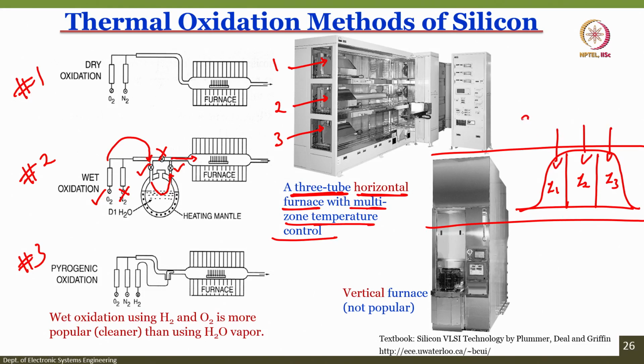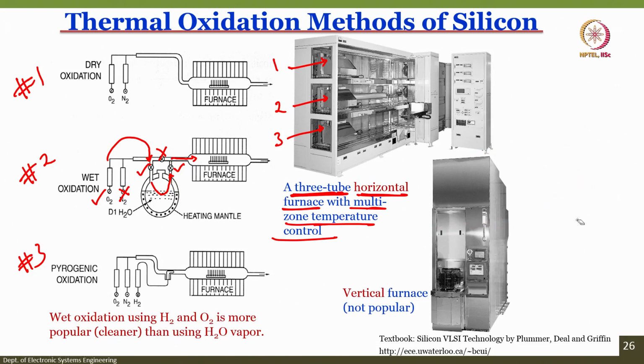One zone can be, let us say, at 800 degree centigrade, second can be at 1000 degree centigrade, third can be again at 800 degree centigrade or 900 degree centigrade, depending on how you want to optimize the parameter, alright. So, that is the advantage of having the 3 tube horizontal furnace with multi zone temperature control.